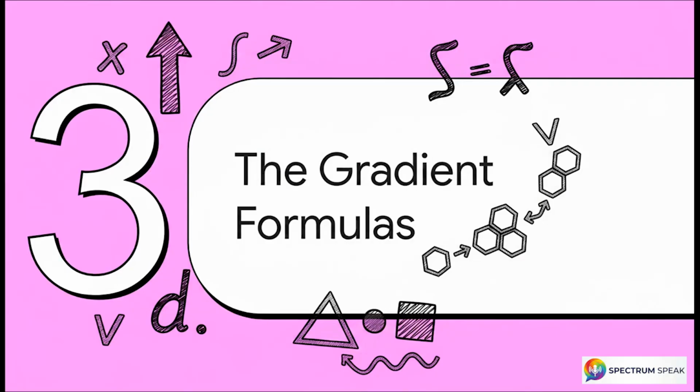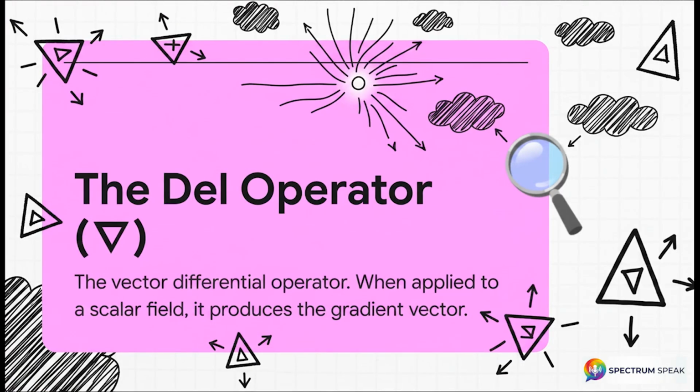All right, so I think the concept is locked in. But how do we actually calculate this steepness compass of ours? For that, we're going to need to look at the formulas. So the symbol we use for the gradient is called the del operator, or sometimes nabla. It's that upside-down triangle. You can think of it as a special kind of vector that's made up of partial derivative instructions for each coordinate direction. Now, by itself, it doesn't really do anything. But when you apply it to a scalar field, it magically gives you that gradient vector we've been talking about.